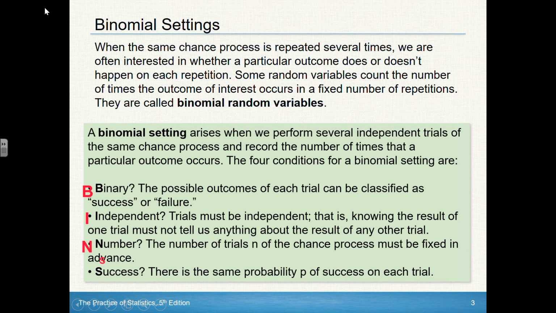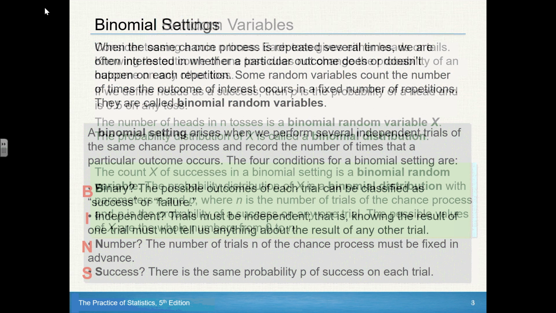You can remember it using the acronym BINS: B for binary, success or failure, I for independence, N for number, a fixed number of observations, and S, that the probability of success remains constant.